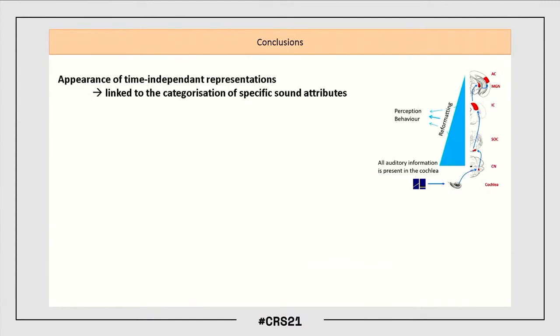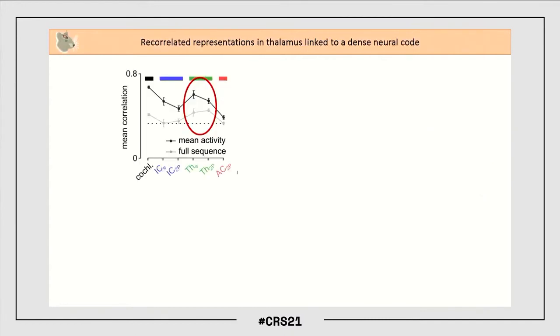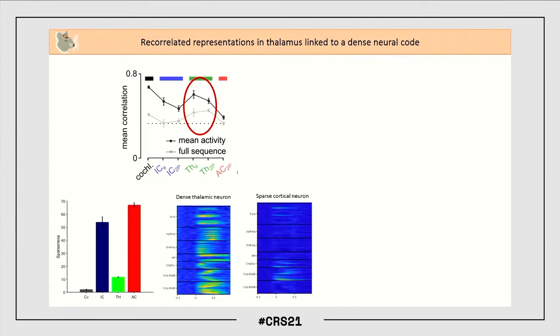So what we started with is the biological data that led us to hypothesize that time-independent representations are linked to categorization. And based on the various analyses of CNNs, we've really backed up our hypothesis. But now, in the last few minutes, let's get back to this thalamic anomaly we pointed out. So when we saw that the thalamus was recorrelating the sound representations, we thought perhaps we need to zoom into our data again from the population level to the single neuron level and go and see what the neurons are doing.